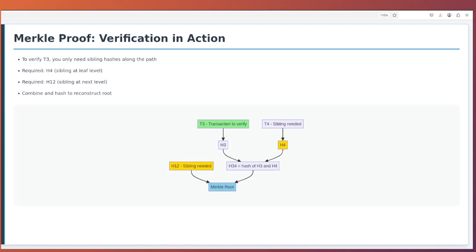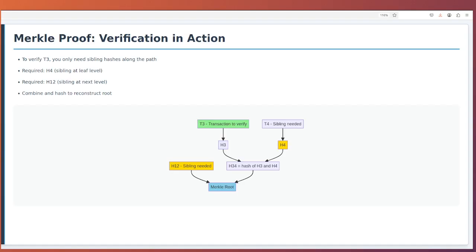Merkle tree verification: the magic. Now, we get to the real magic of Merkle trees. Verification. Let's say you want to prove that your transaction, T3, is included in a block containing 8 transactions. Do you need all 8 transactions? No, you don't.